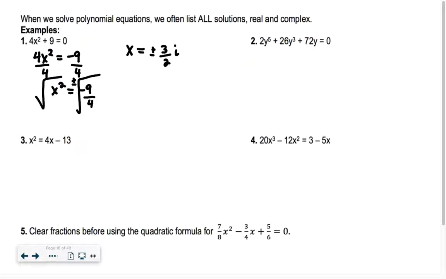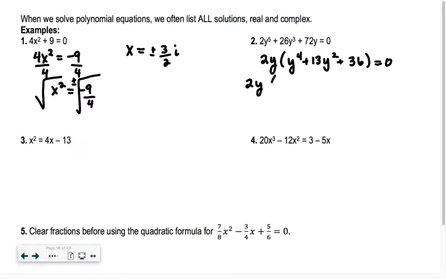All right, so the next one looks a little challenging, but we notice that we have a common factor, a GCF, a greatest common factor, of 2y. So we pull out the 2y, and then we have y to the 4th plus 13y squared plus 36. And then we can actually factor.